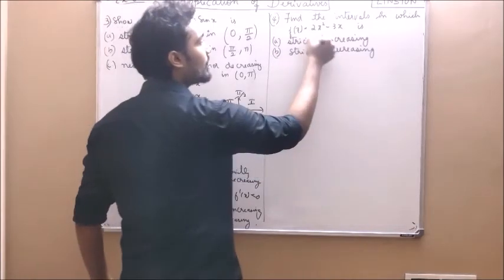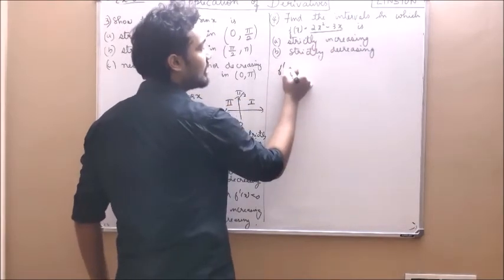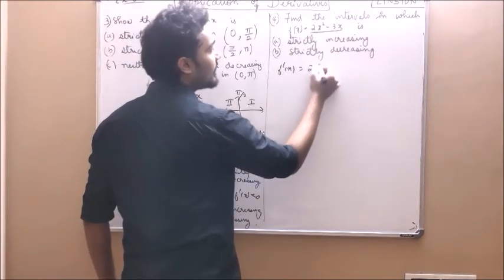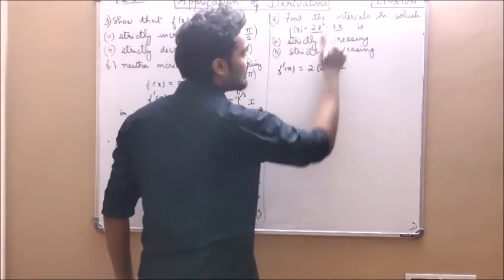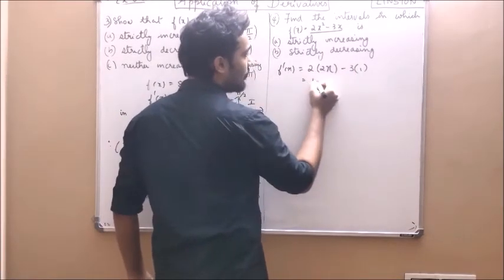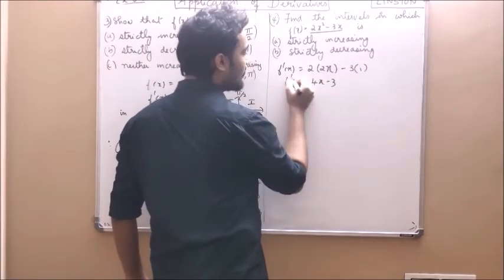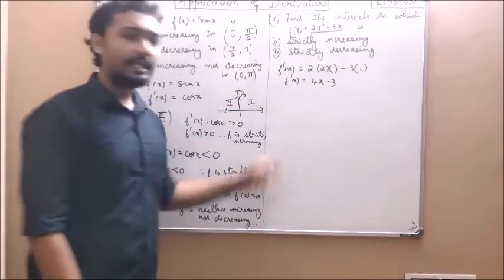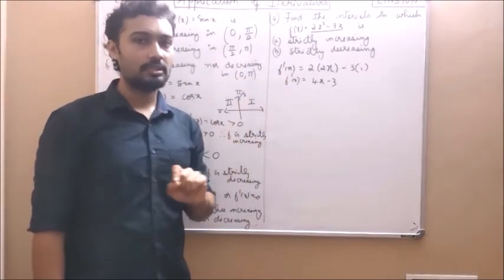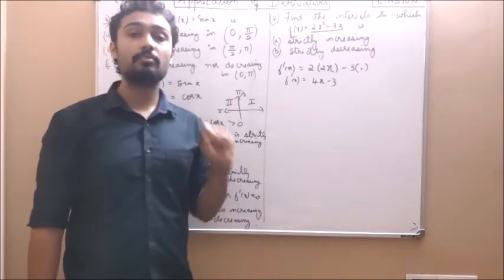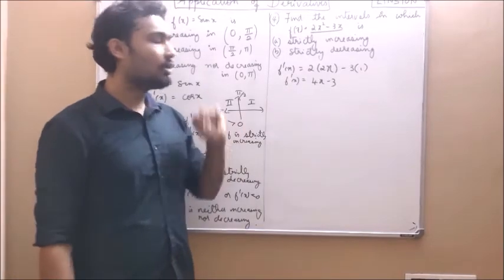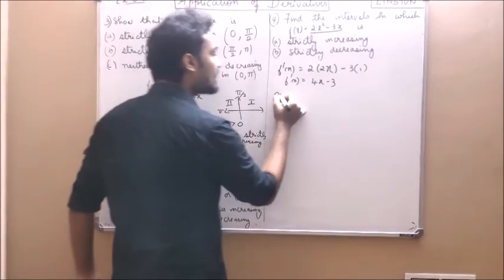So f of x is 2x square minus 3x. What is f dash of x? Differentiate this. 2 into differentiation of x square is 2x, minus 3 into differentiation of x is 1. So it is 4x minus 3. So this is f dash of x. Next, if it is either increasing or decreasing, it should occur at critical points. What are critical points? Critical points are the points where f dash of x is equal to 0. So we have to check at critical points.